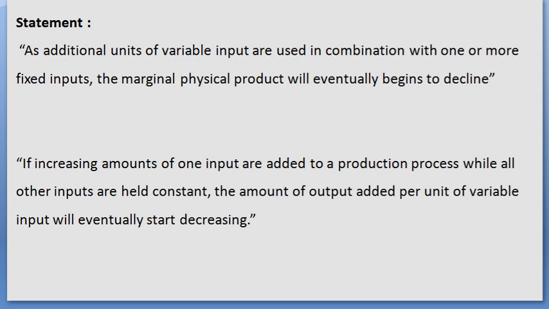And if we analyze one variable input and output of any particular production activity, then we can get these three phases. First, we can get increasing returns in that production activity. Then we can get constant returns. And finally and ultimately, we can get diminishing returns in that production activity.